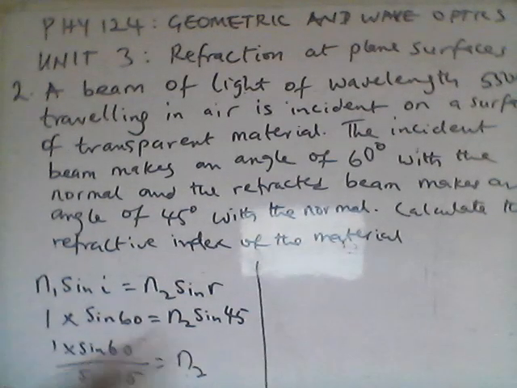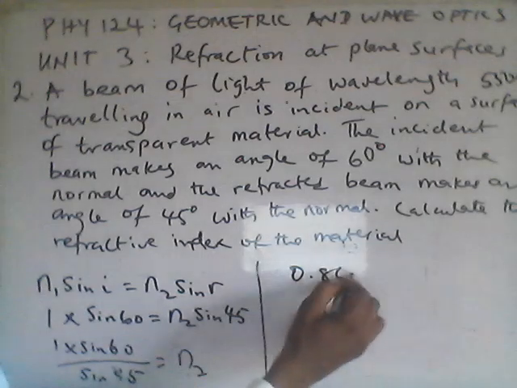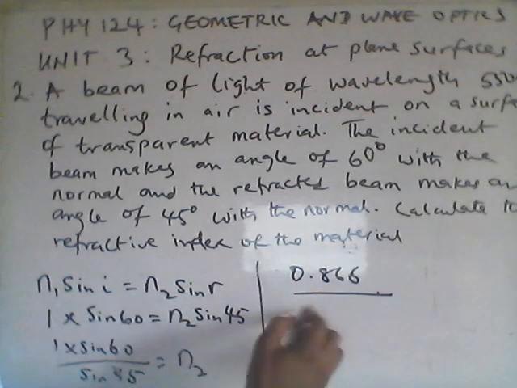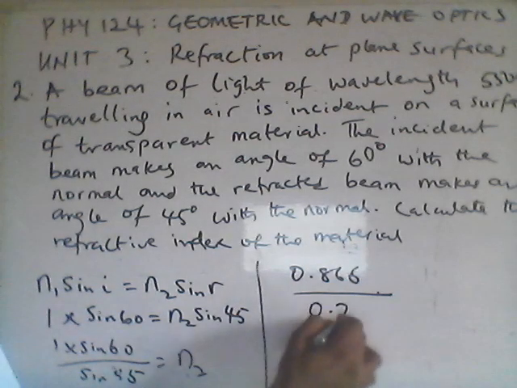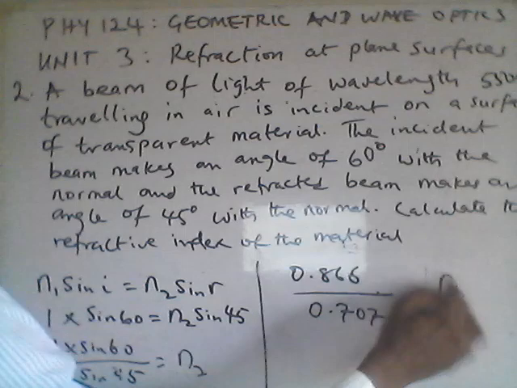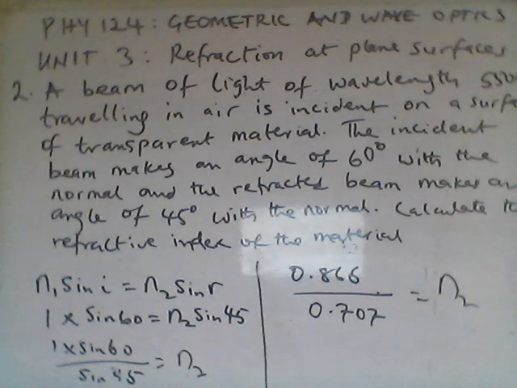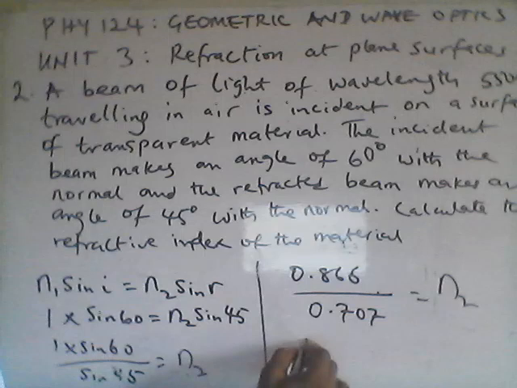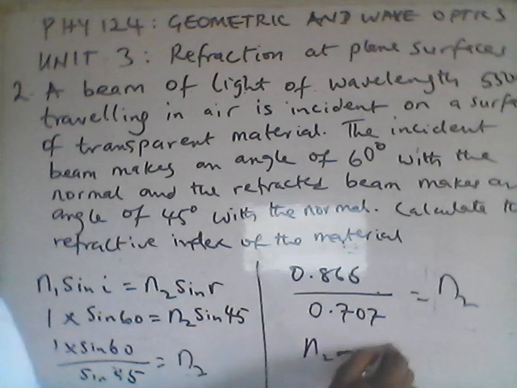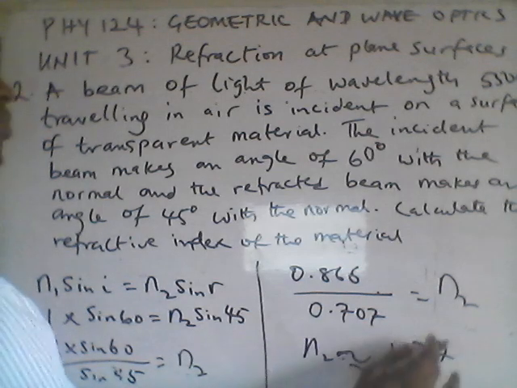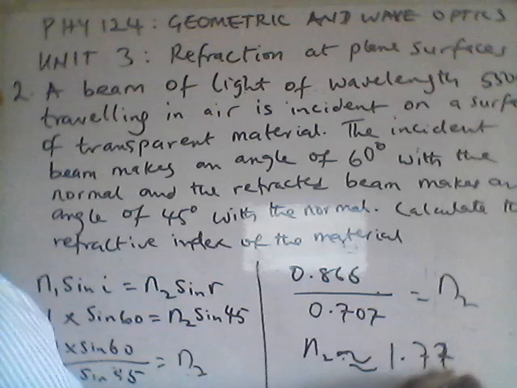So I have 0.866 all over sine 45. Sine 45 will be 0.707. That is n2. n2 is the refractive index on the other side, in the material. So finally, n2 will be approximately 1.22. But it does not have any unit.